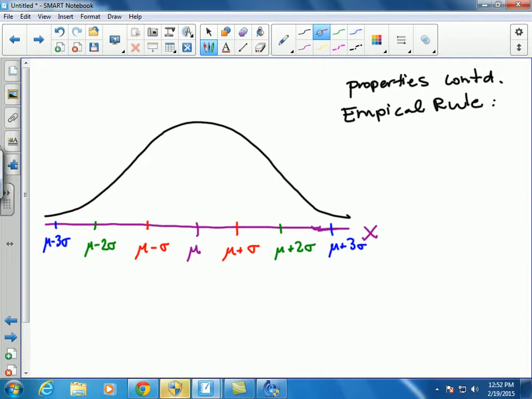And we don't tend to go more than 3 standard deviations away because of what this empirical rule says. It says that the probability in between the first standard deviations on either side of the mean is 68%.